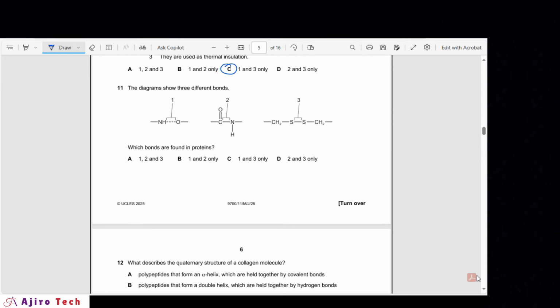The next one says, the diagram shows 3 different bonds. This is a bond between hydrogen and a more electronegative element, oxygen. Of course, this is a hydrogen bond. This is a bond between a carbonyl and an amino group. Of course, this is an amide bond, or peptide bond, the way we have it in the primary structure of proteins. And this is a disulfide bond or linkage.